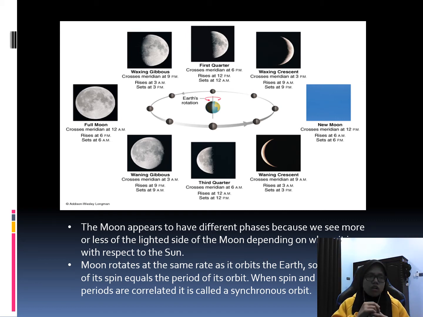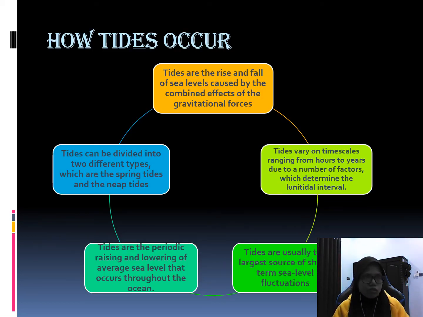So the moon rotates at the same rate as it orbits the earth. So the period of its spin equals the period of its orbit. So when the spin and orbital periods are correlated, it is called a synchronous orbit. So that is for the phases of the moon. Now we will move to how the tides occur.